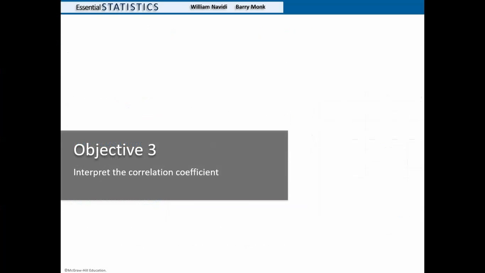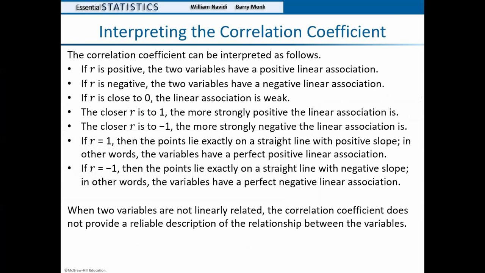So let's interpret the meaning of the correlation coefficient. Again, the correlation coefficient can be interpreted as follows. If R is positive, the two variables have a positive linear association. If R is negative, the two variables have a negative linear association. Naturally, we have to worry about how strong that association is. And if R is 0, there's basically no linear association there. Okay? Weak linear association, assuming there is any, but it's a weak association.